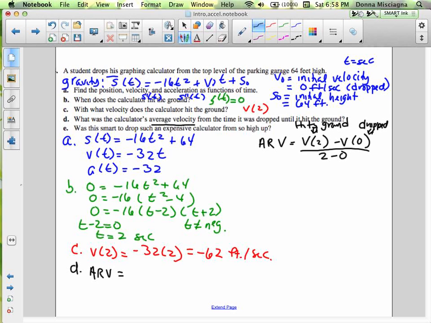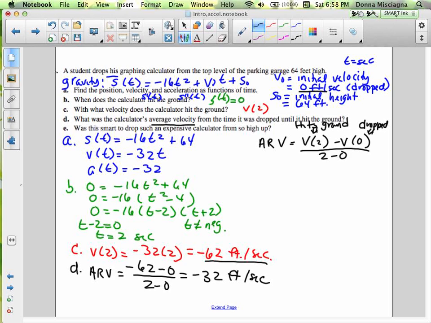So v of 2, we have negative 64 feet per second. V of 0, we have 0 feet per second. So that's going to be negative 64 minus 0 divided by 2 minus 0, which is negative 32 feet per second. That is the slope of the secant line, the line connecting our initial velocity and the velocity when it hits the ground. Because then that's it.